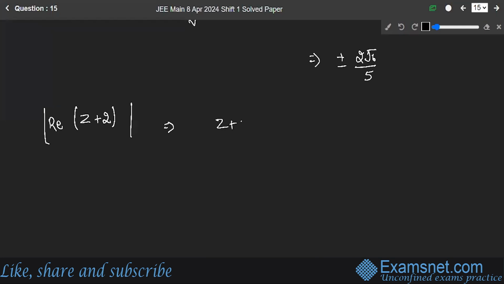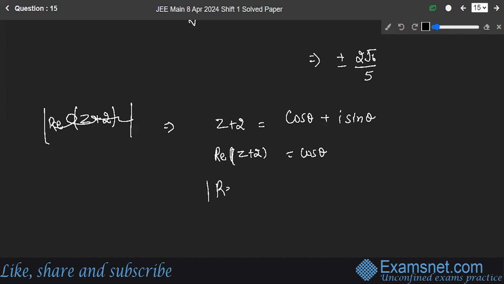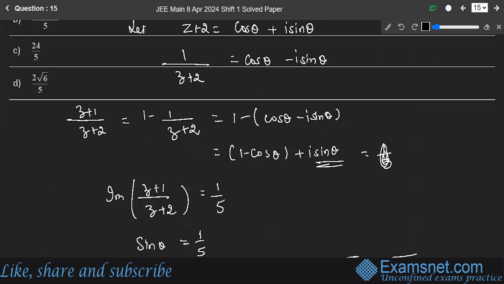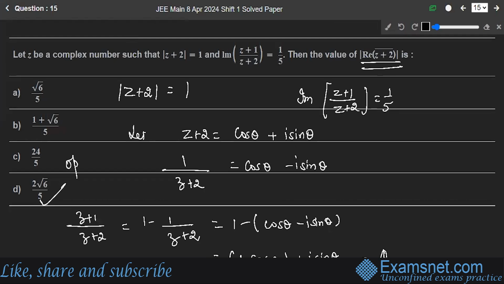Now, what is your z equal to? In the starting, we assumed that it is equal to cos theta plus iota sine theta, right? The real part of this is cos theta only. So the modulus of it will be the magnitude of this cos theta, which is equal to 2 root 6 upon 5. Correct? So this is the answer to the question, option D. Hope you got that. Let's move to the next question.